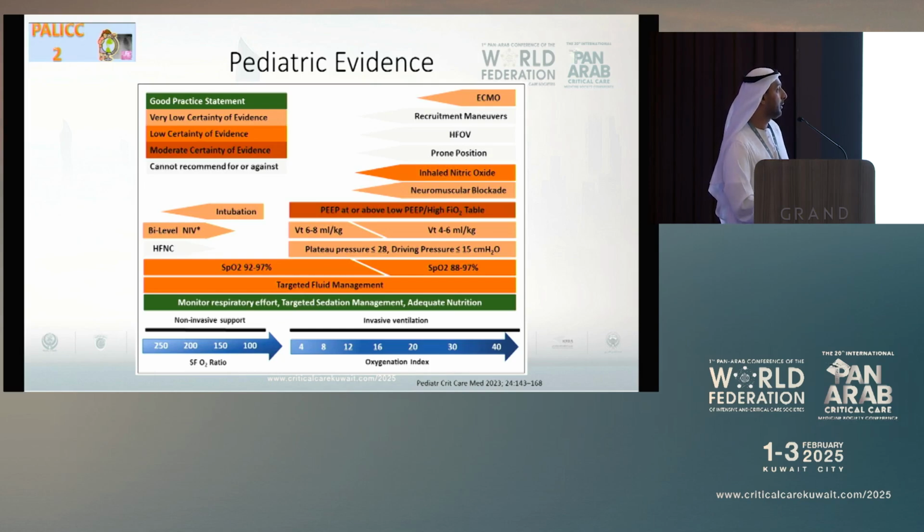So let's see here. PEEP at or above low PEEP high FiO2 is moderate certainty. That's what they said. Inhaled nitric oxide, nobody said nitric oxide. They said low certainty. What did you guys say? A lot of you said brown. So here, brown. Gray. What does it say here? They cannot recommend. So they are like gambling: you do it or not, don't do it. So the recommendation by the experts left you blind. They did not advise you what to do.